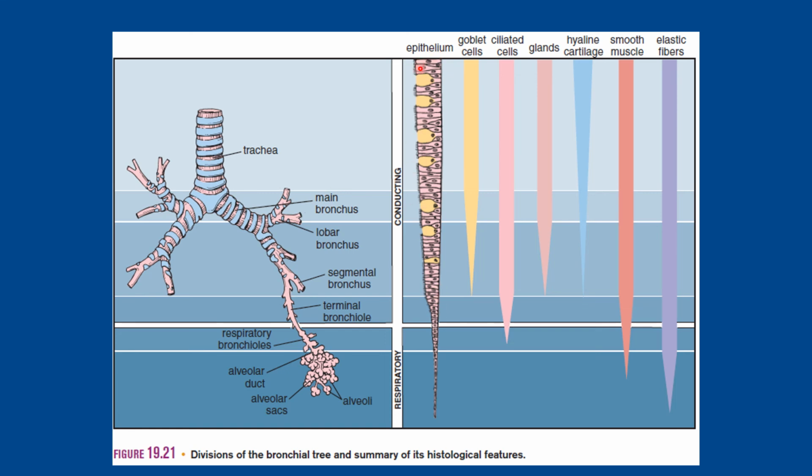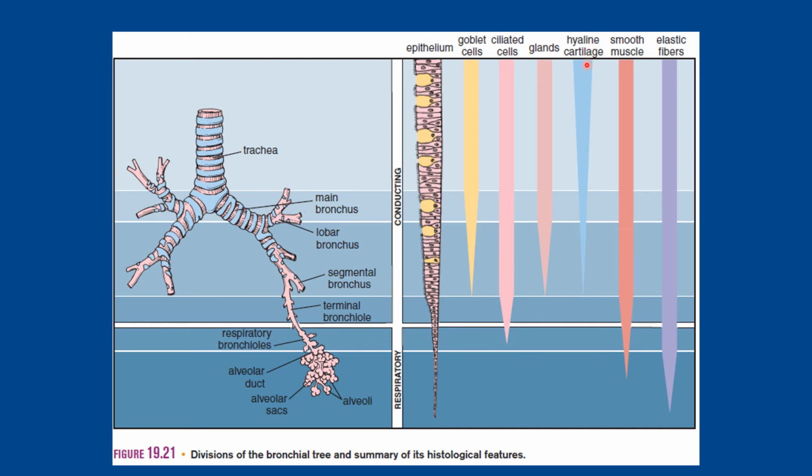So here, representing the epithelium, the pseudostratified ciliated columnar epithelium is there up to the segmental bronchus, and from the terminal bronchus onwards, this epithelium becomes simple columnar, then cuboidal, and then it becomes cuboidal and flat in the alveoli. Goblet cells are present up to the segmental bronchus. The ciliated cells are present up to the segmental bronchus and intermediate ciliated cells are present in the terminal bronchus. The glands are present all throughout up to the segmental bronchus. In the bronchiole, glands are not there.